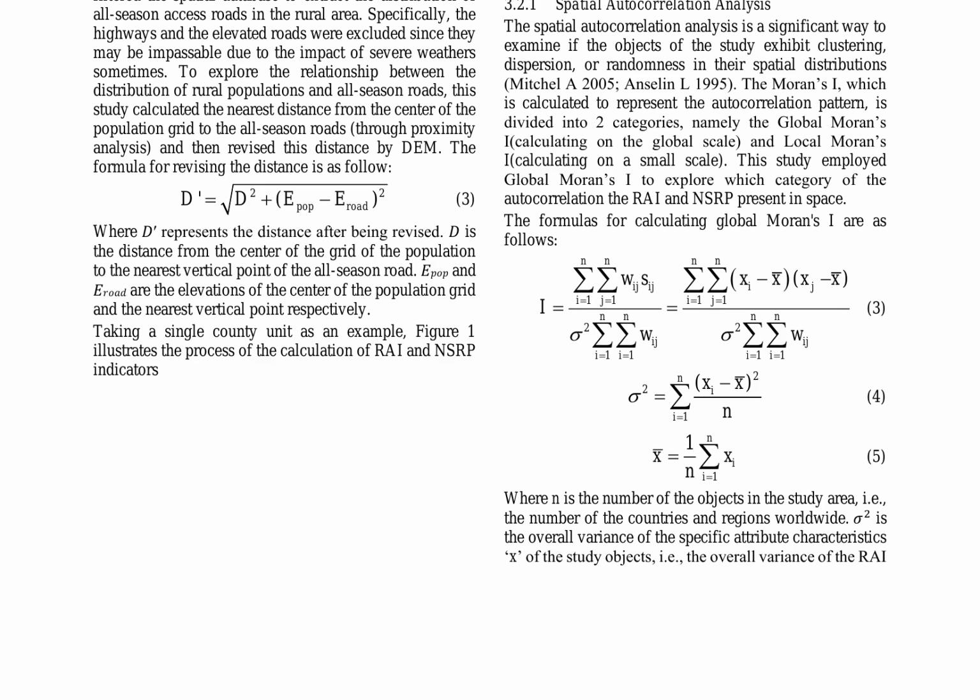The proposed approach enables the automatic calculation of RAI and NSRP indicators, providing a more comprehensive understanding of the challenges faced by rural populations in accessing road services. The spatial pattern analysis offers insights into the spatial distributions of these indicators, facilitating the identification of areas with high concentrations of rural populations facing accessibility challenges.